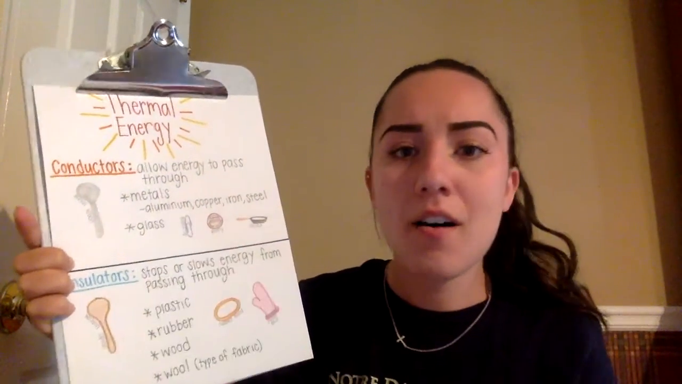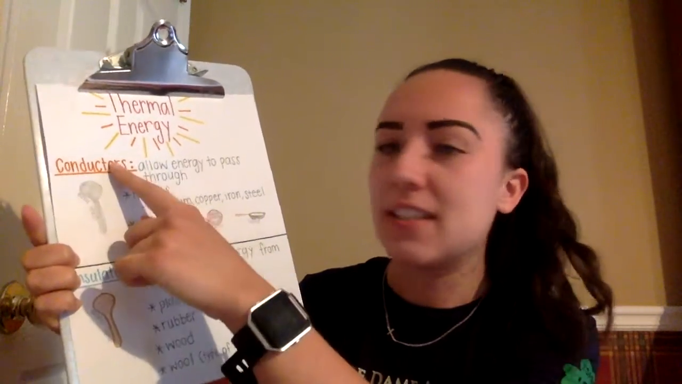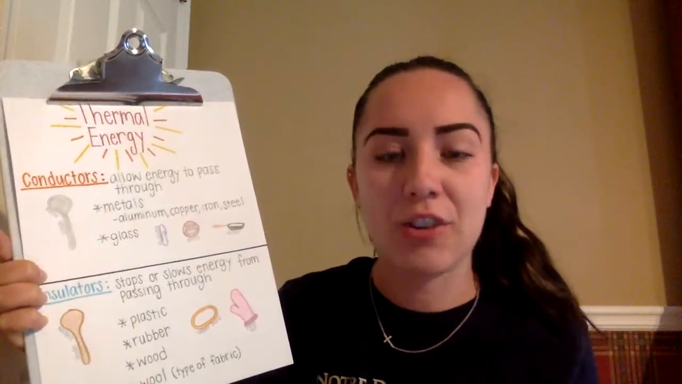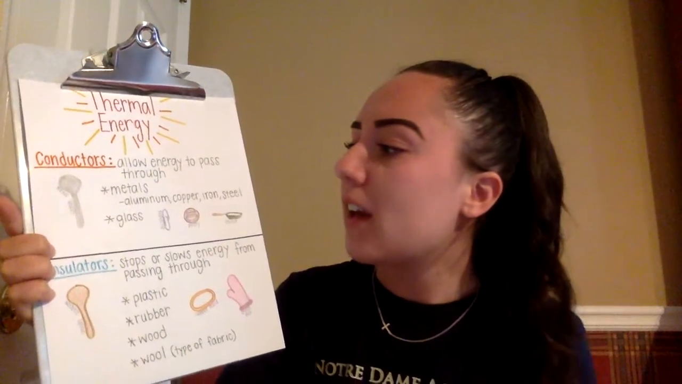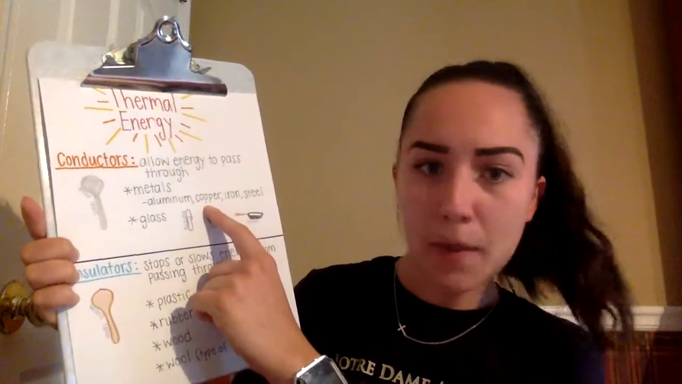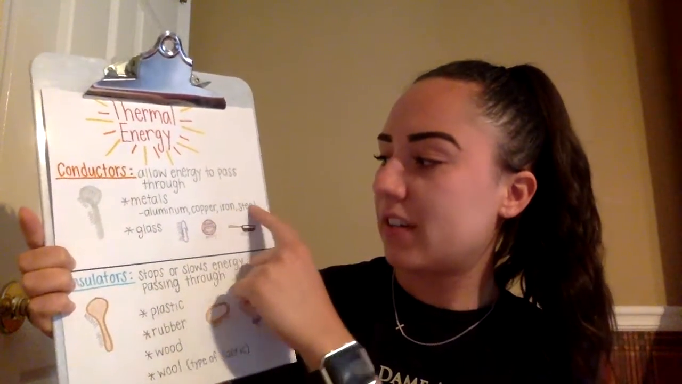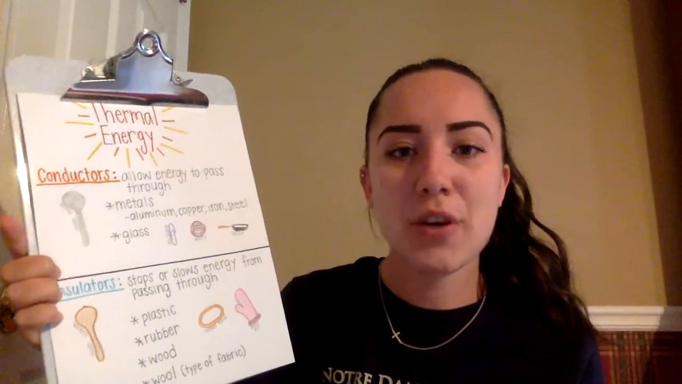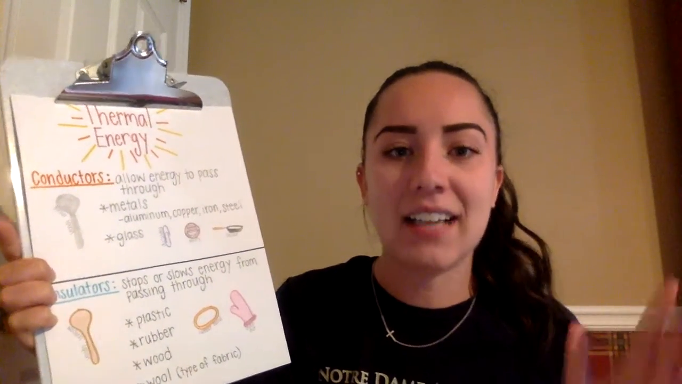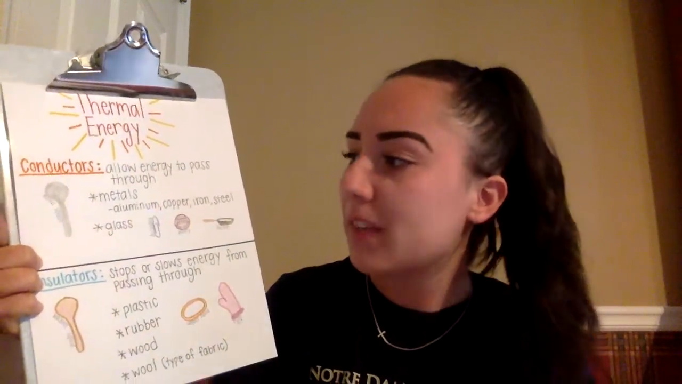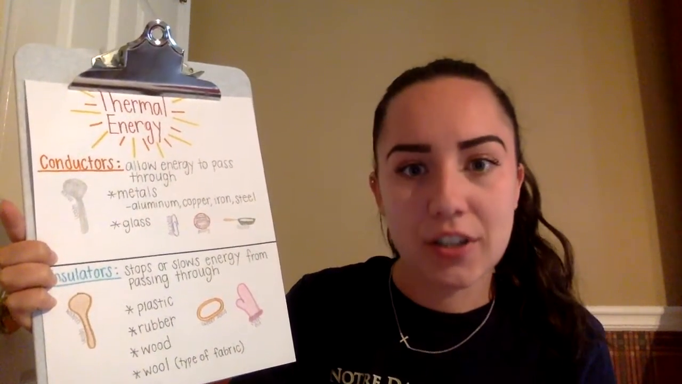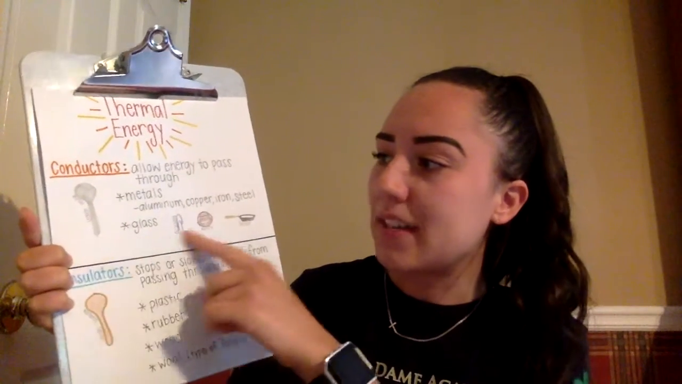Metals. All metals are conductors. Metals are going to get really hot, especially if they're out in the sun. So here are some examples of metals. Aluminum, copper, iron, and steel. All of those metals are going to be conductors. They're going to get hot and allow the heat to pass through it. Glass is also a conductor. And here are some examples.